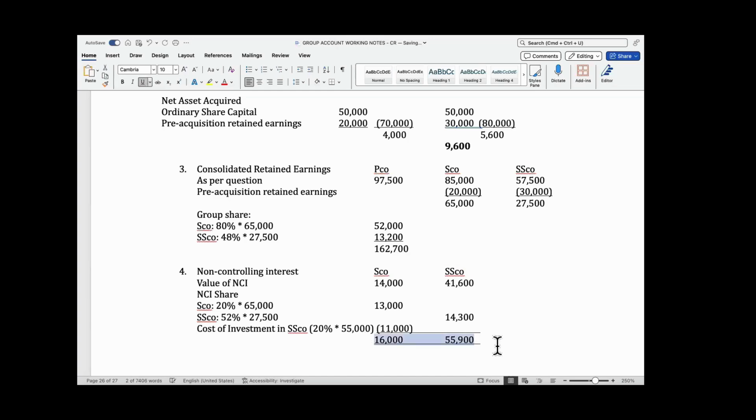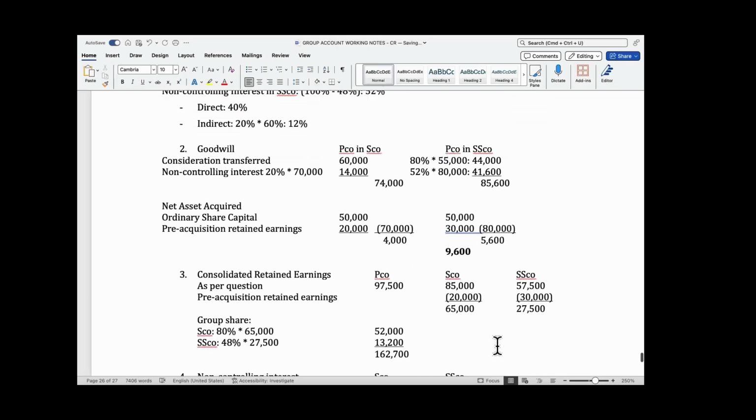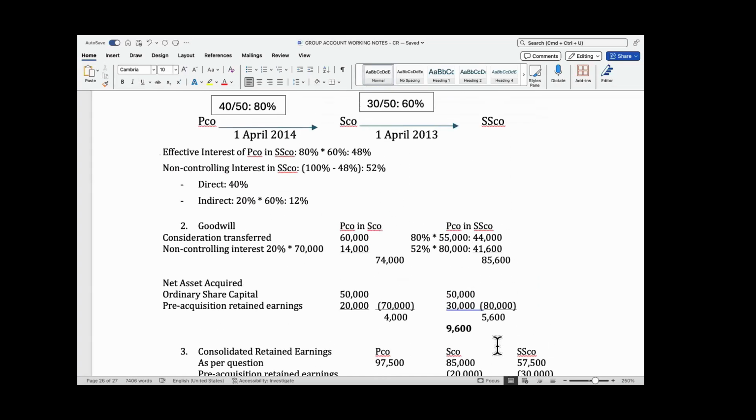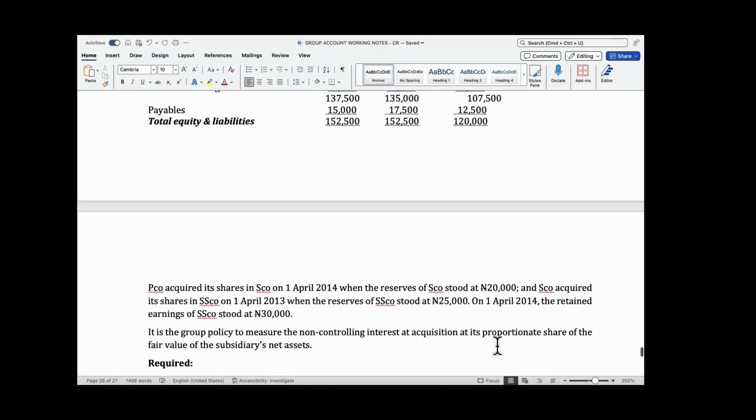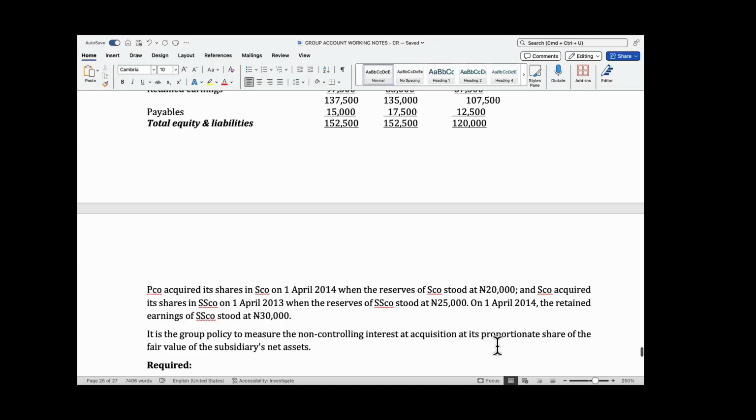Okay, so that's the whole of the workings for this. Almost the same thing as what we did before. The only difference, which is very important, is that for SSCO, I was given the retained earnings before we acquired even his own parent, because ESCO acquired SSCO before we acquired ESCO. So they now give us the retained earnings of SSCO as at the date ESCO acquired him.